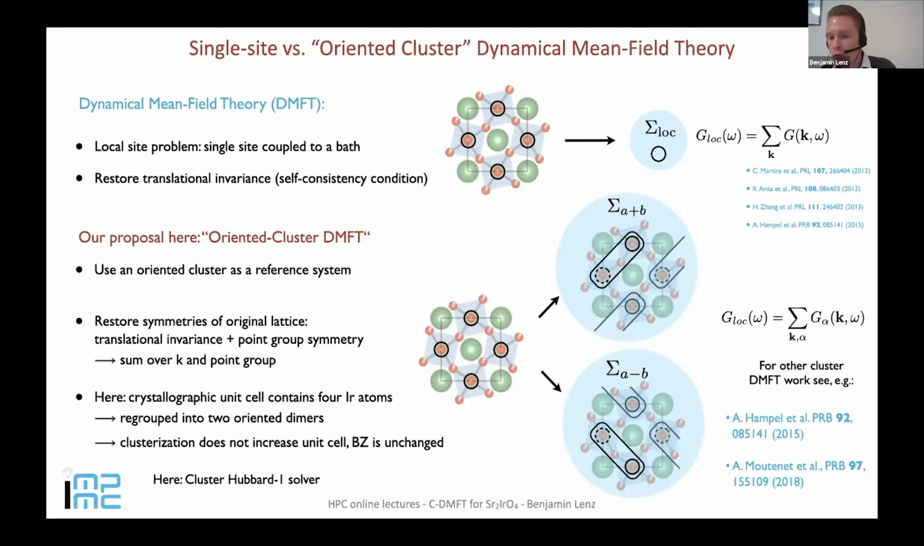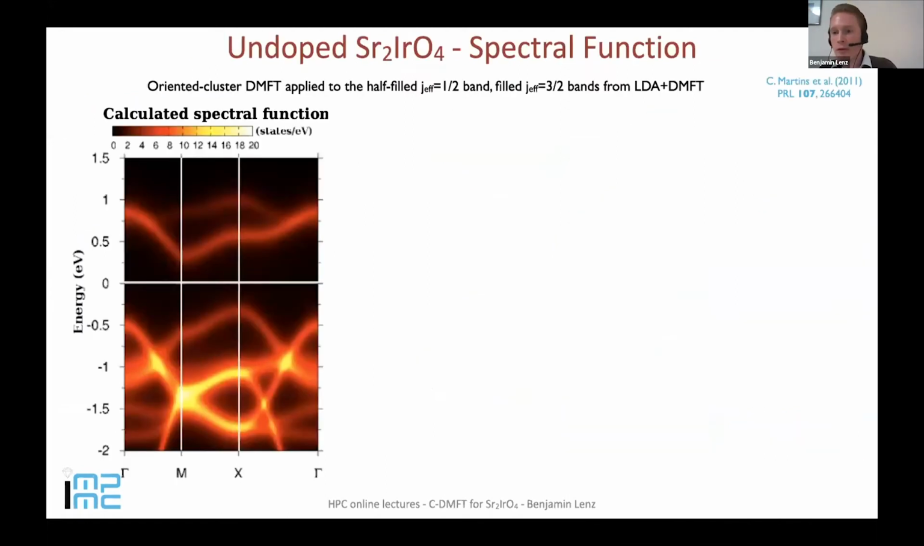You also have to restore the point group symmetry, because suddenly you realize that you can actually have two different orientations of this two-site cluster. So you also have to restore the point group symmetry. However, I would like to point out that this does not increase the unit cell, since you can regroup the 4 iridium atoms of the system into 2 oriented dimers. Okay, so let's have a look at a few examples and a few results.